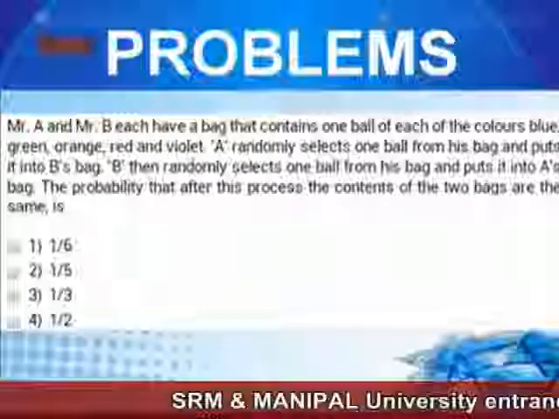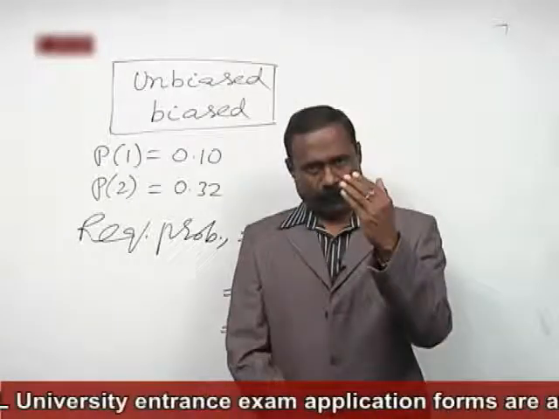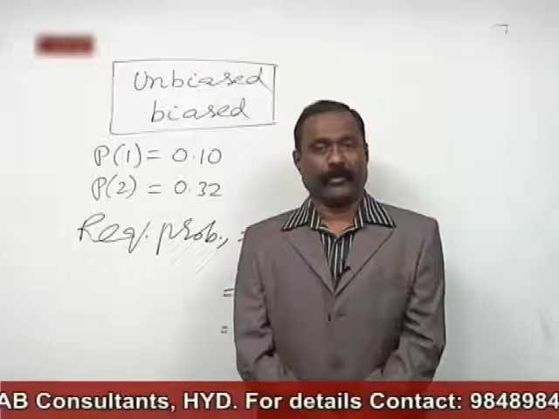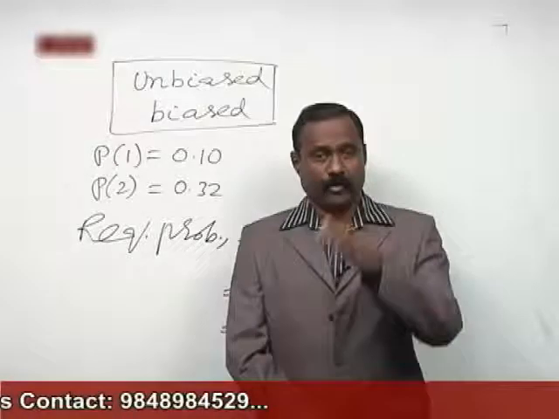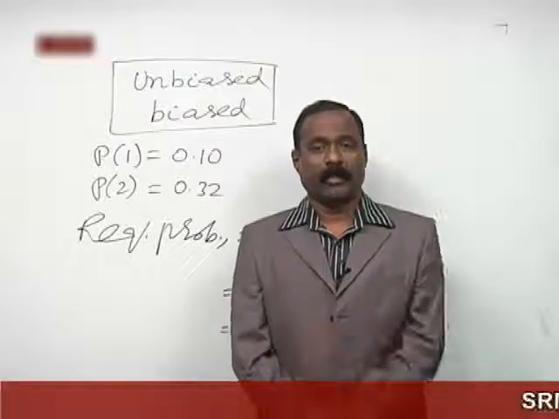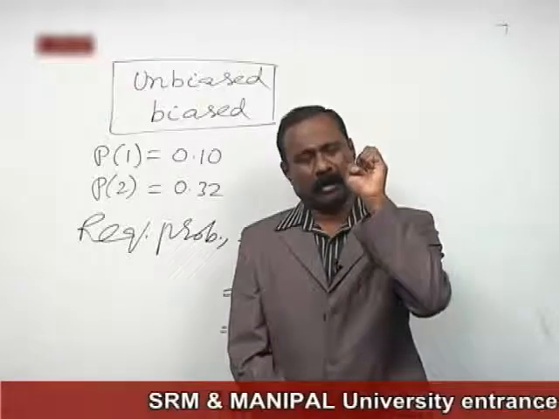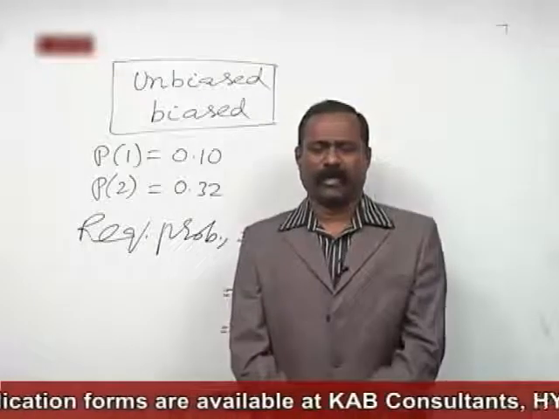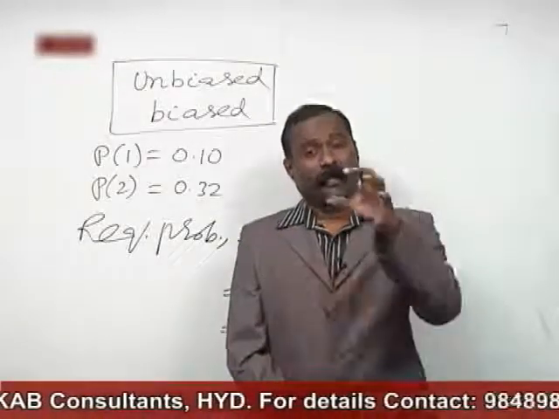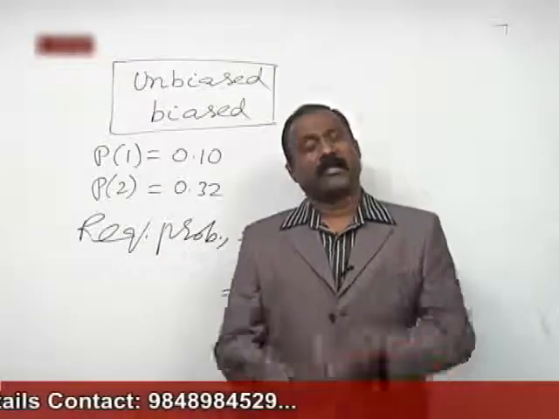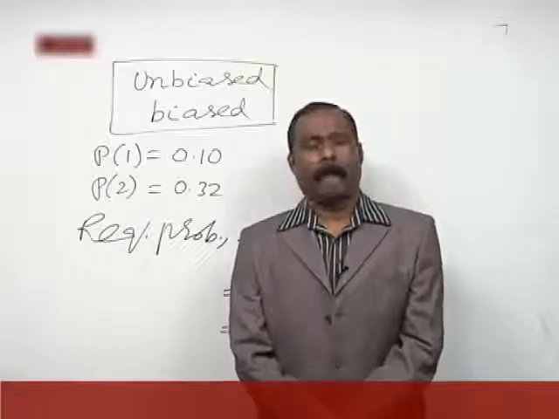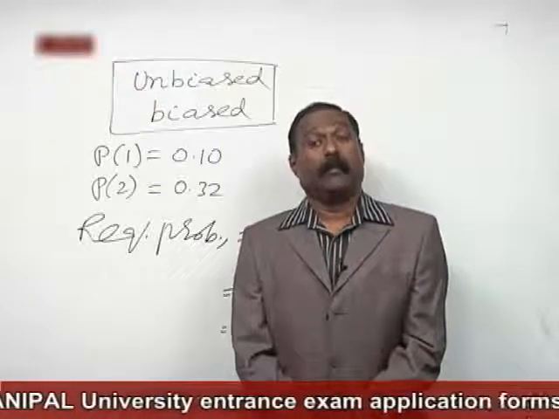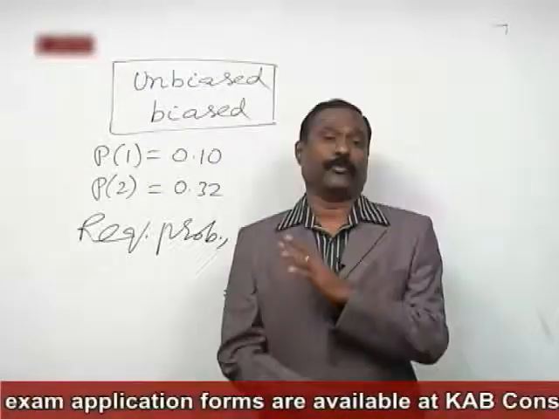You are 2 friends. Let us suppose the first friend's name is A and your friend's name is B, and you both have 2 bags. In your bag, that is A's bag, there are 5 balls. All those 5 balls are of different colors. The colors are of course given to be blue, green, orange, red, and violet. That bag you have. A similar bag is with your friend Mr. B. That means he also has a bag containing balls of the same colors as yours.